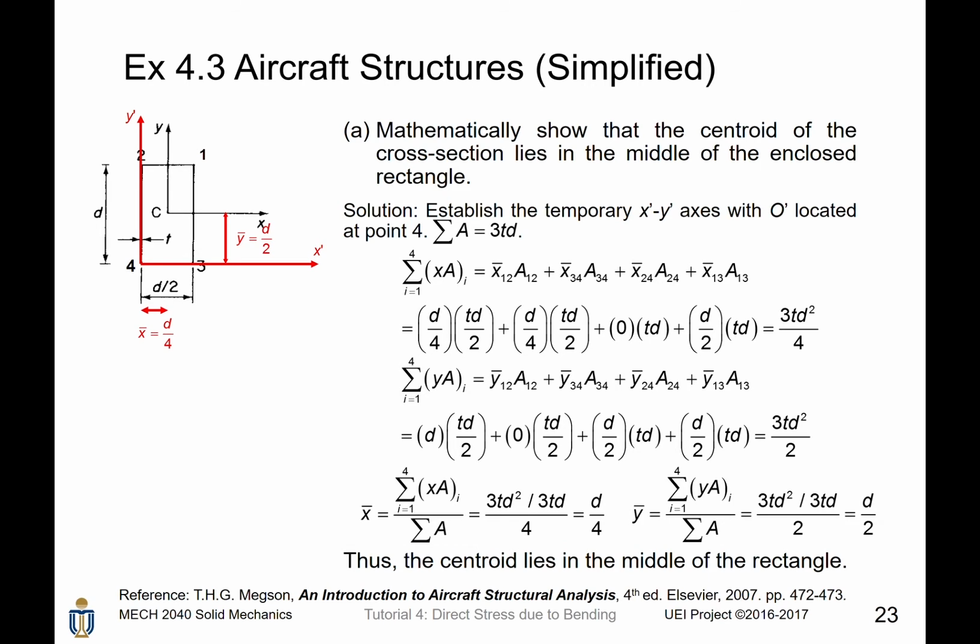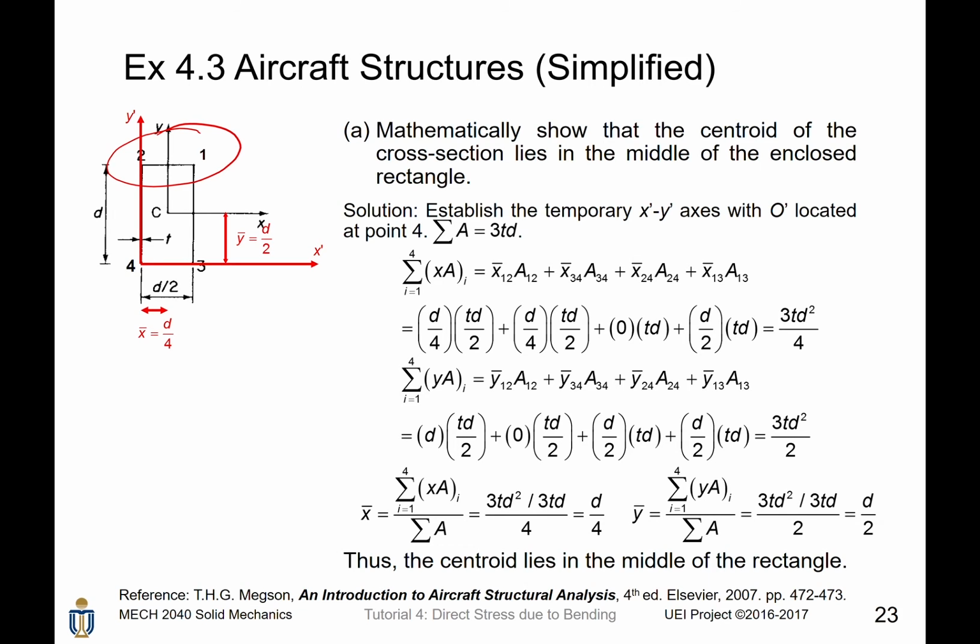Since it is a composite cross-section, we can just express the first moment of area in terms of the summation form. So the first moment of area about the y prime axis is given by the first moment of area of 1, 2, the first moment of area of 3, 4, the first moment of area of 2, 4, and the first moment of area of 1, 3. Then we substitute the average of x of 1, 2 as well as the area into the formula.